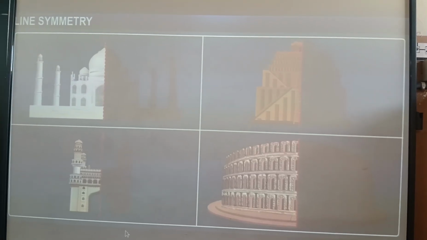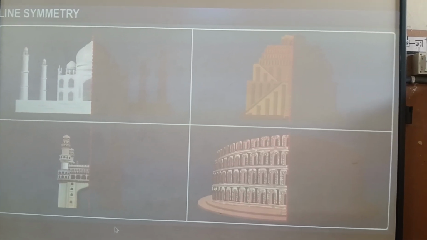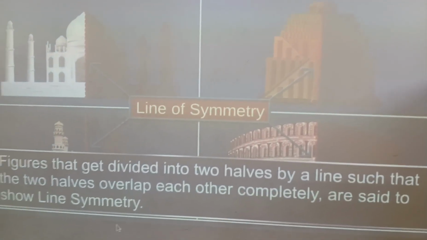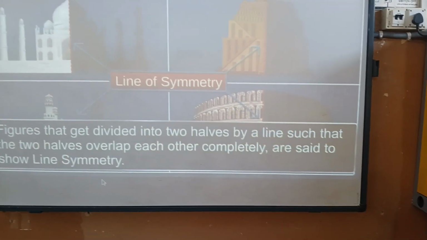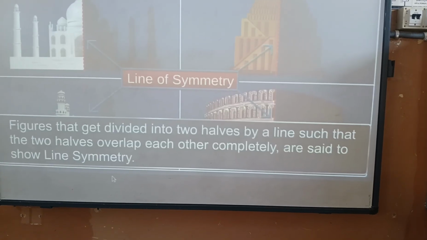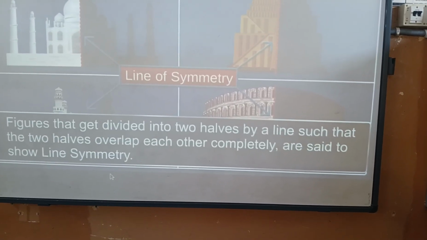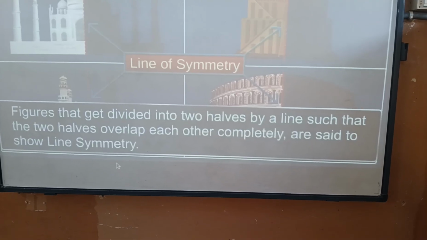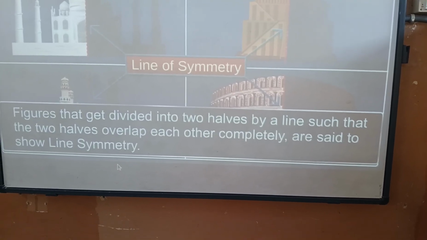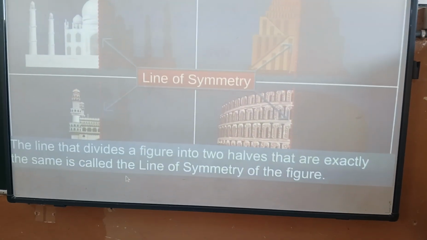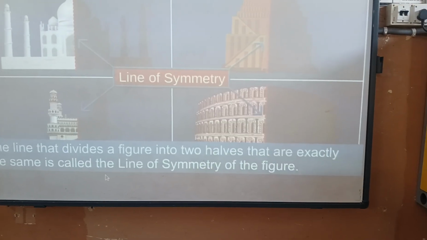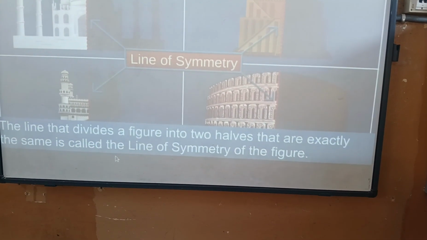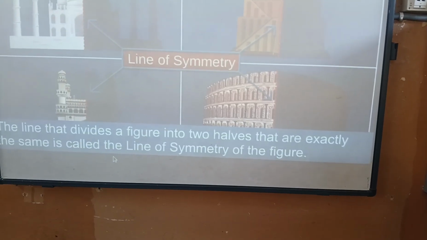The line along which the pictures are folded is called the line of symmetry. Figures which can be divided into two halves by a line, such that the two halves overlap each other completely, are said to show line symmetry. The line that divides a figure into two halves that are exactly the same is called the line of symmetry of the figure.